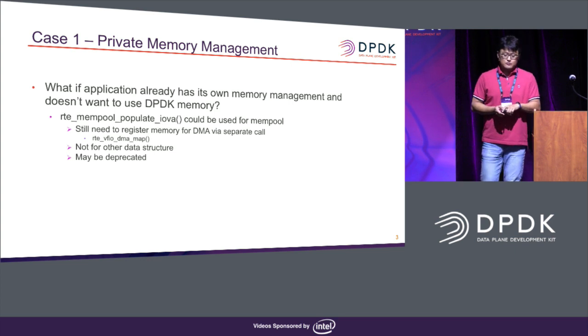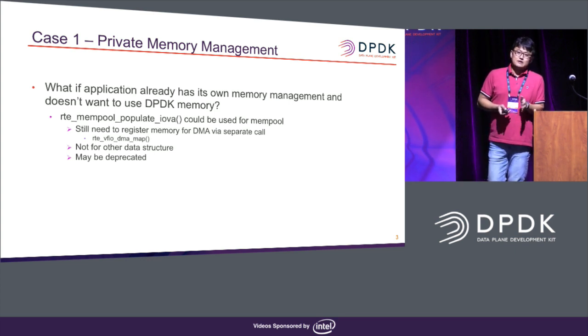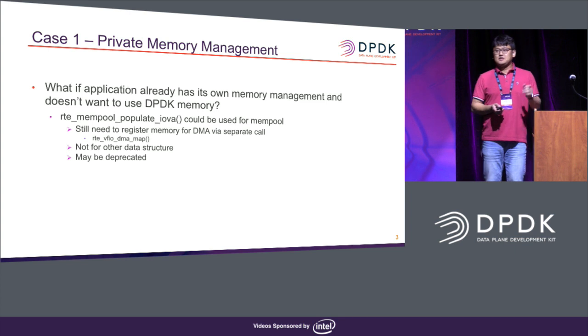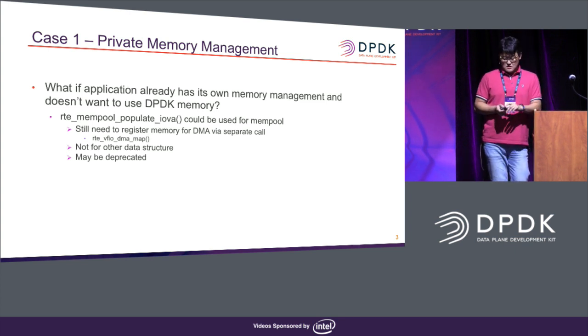That can be used for mempool only, not for other data structures. But still, the memory has to be registered for DMA using this API, rte_vfio_dma_map. I will get back to this API later in this slide. Anyway, this is the current use case of externally allocated memory, but it may be deprecated pretty soon.